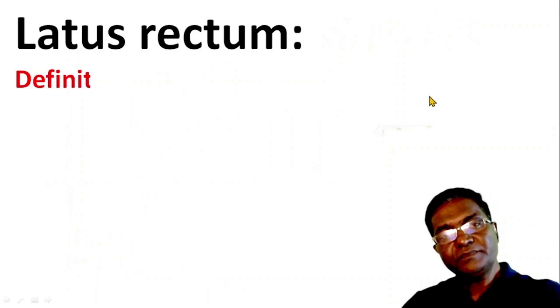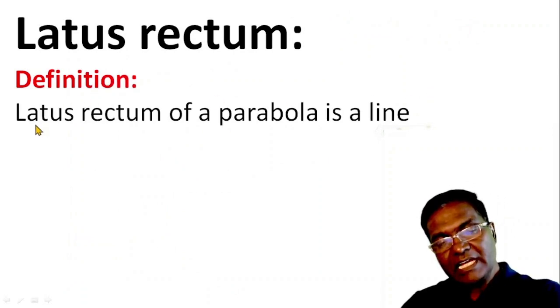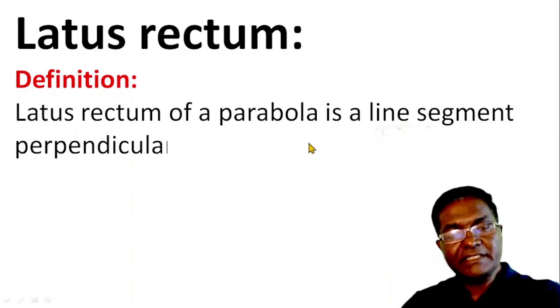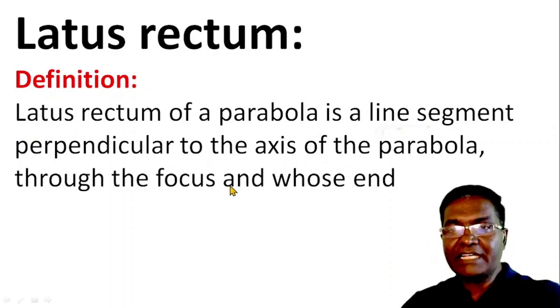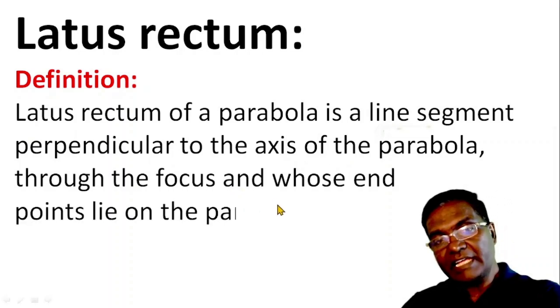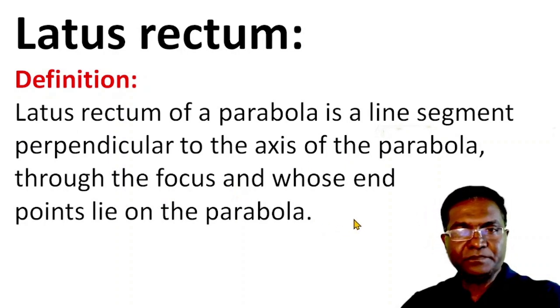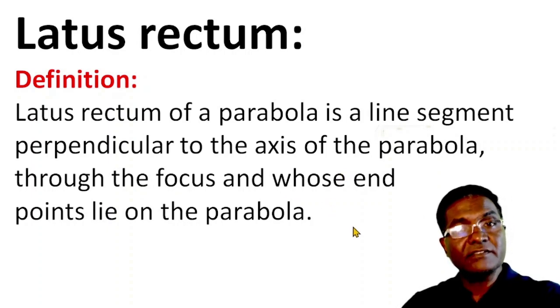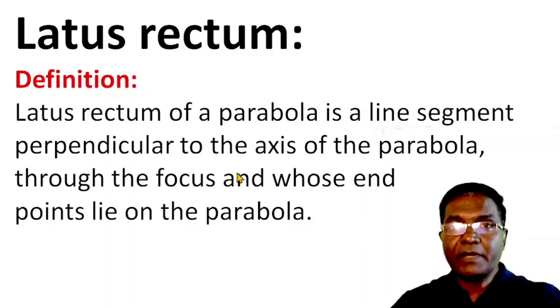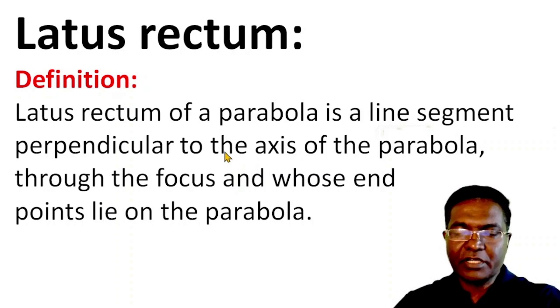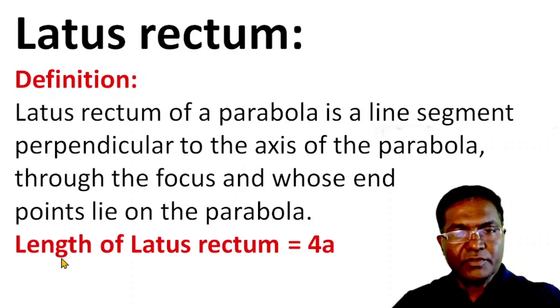Look at this. Latus rectum definition. Latus rectum of a parabola is a line segment perpendicular to the axis of the parabola through the focus and whose end points lie on the parabola, as I mentioned. So do remember this definition, latus rectum, and its length is 4a. It could be any parabola. It is always 4a of the 4 type I discussed. So length of latus rectum is 4a.